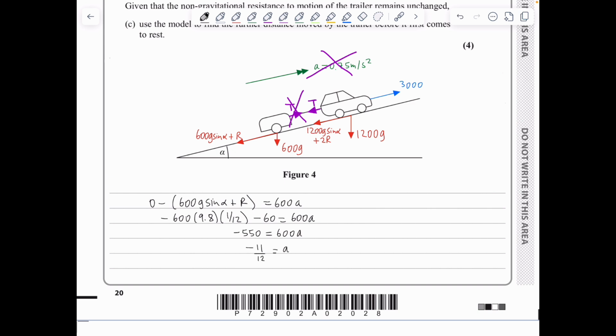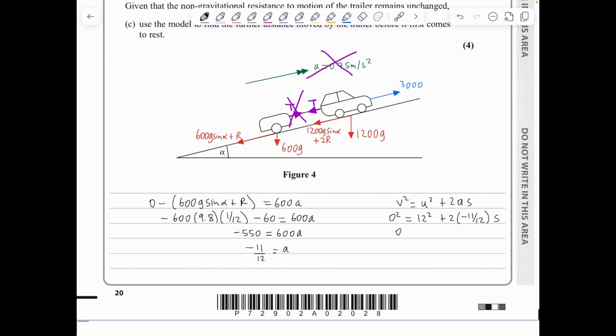As expected, it's negative. I will then be using v squared is u squared plus 2as because the trailer is experiencing constant acceleration. We are interested in the distance before first coming to rest, so the final velocity will be 0. The initial is 12 squared, it was given to us, plus 2 times the acceleration of minus 11 over 12 times s.